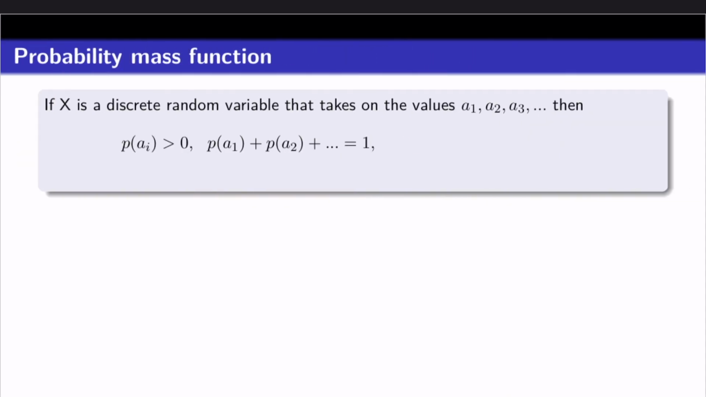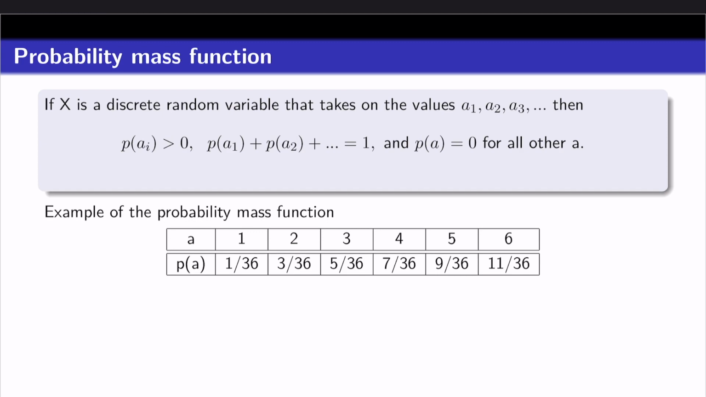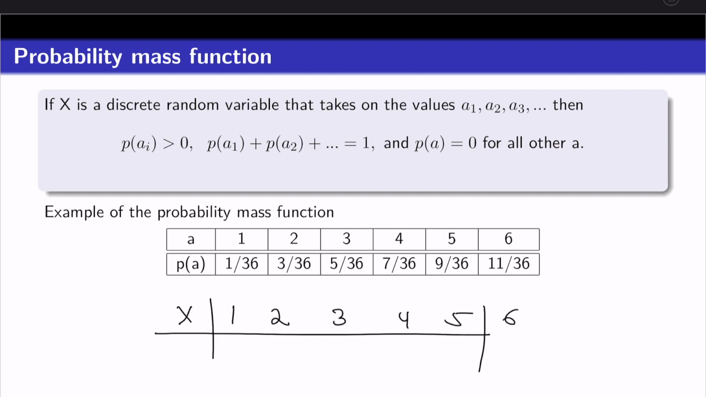Usually the sum of all of the probabilities is equal to 1. For example, this is an example of the probability mass function. Or we can do another one: when you roll a die, your output, your x, can take the values 1, 2, 3, 4, 5, and 6. So what is the probability of obtaining 1 when you roll a die? 1 over 6. The probability of obtaining 2 is 1 over 6.